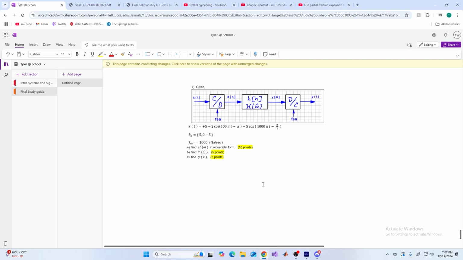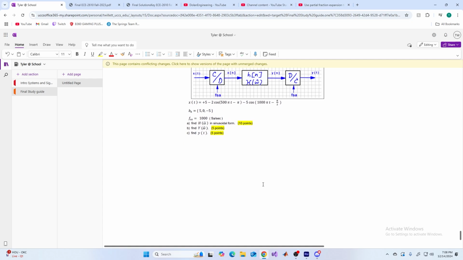Given some x sub t, b sub k, and sample frequency, we're going to start with finding our h sub w hat, finding your y sub w hat, and finding your y sub t. The first thing we really need to do is to actually find x sub w hat, because that'll come into terms later with y sub w hat. So to do that, let's start with our x sub t.